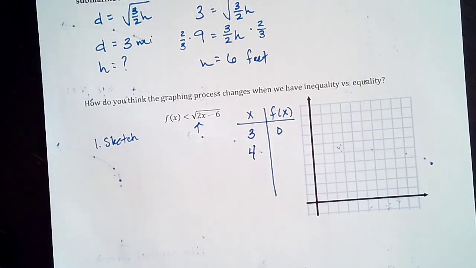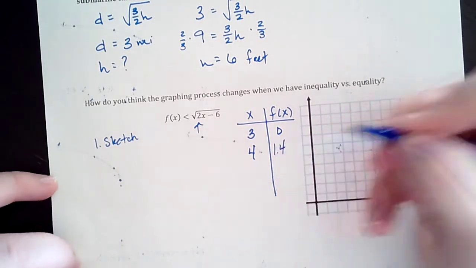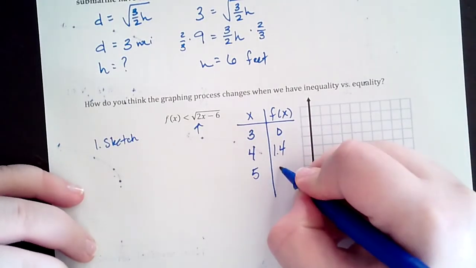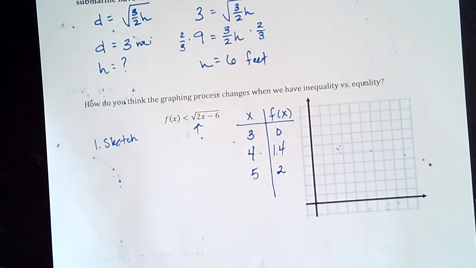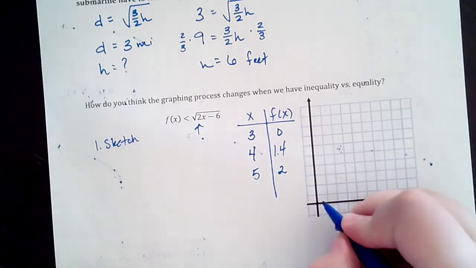All right, throw in 4. When I put in 4, I get 8 minus 6, which is the square root of 2. I believe I did that a minute ago, but let me recalculate. 1.4. Plug in 5. That would be 2 times 5 is 10. 10 minus 6 is 4. That's a nice one. We got lucky there. That's 2. And now I have about 3 points. 4 is better, but I'm going to stick with 3 for now.